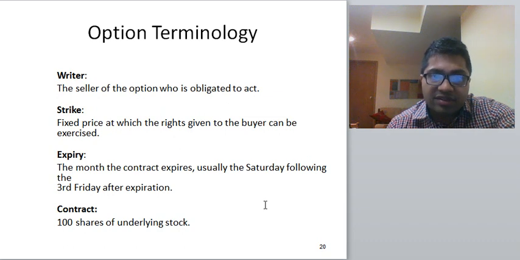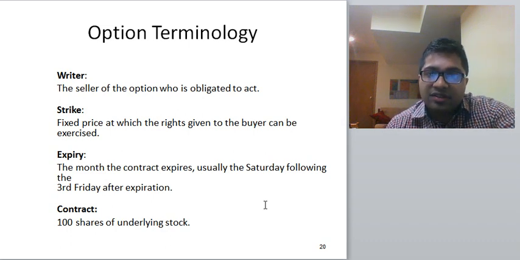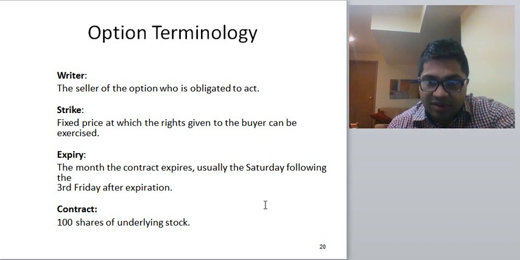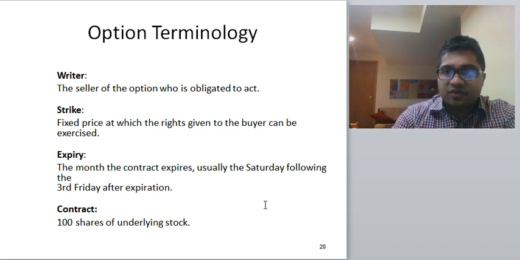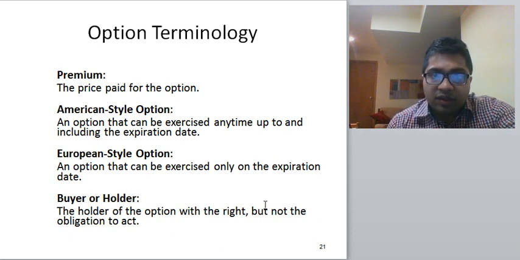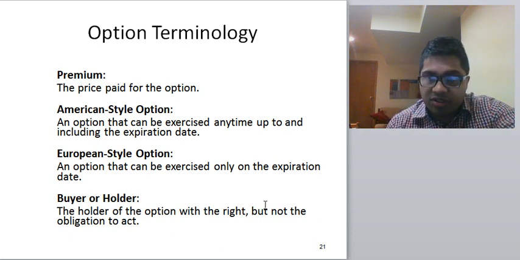Option terminologies. So there is a writer, the seller of the option who is obligated to act. Then there is strike price, the fixed price at which the rights given to the buyer can be exercised. Expiry, the month the contract expires, usually Saturday following the third Friday. Contract size, they are generally traded in multiples of 100. Premium, the price paid for the option, so the buyer pays premium to the writer.